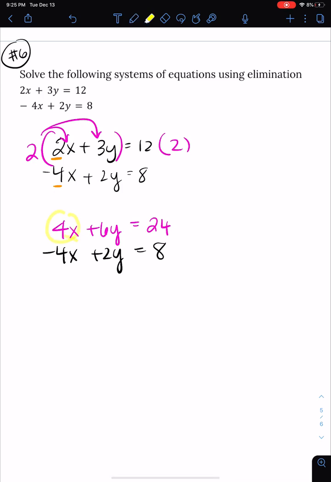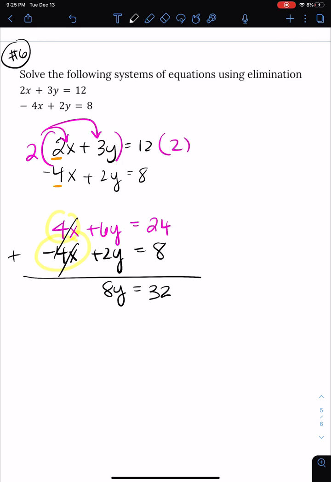And we'll see here by multiplying the first equation by 2, this leaves us with 4x and negative 4x, which means that these terms can cancel each other out when we add them together. And then 6y plus 2y gives us 8y, and 24 plus 8 gives us 32. And now we want to solve for y. So we're going to divide both sides by 8, and we're left with y is equal to 4.